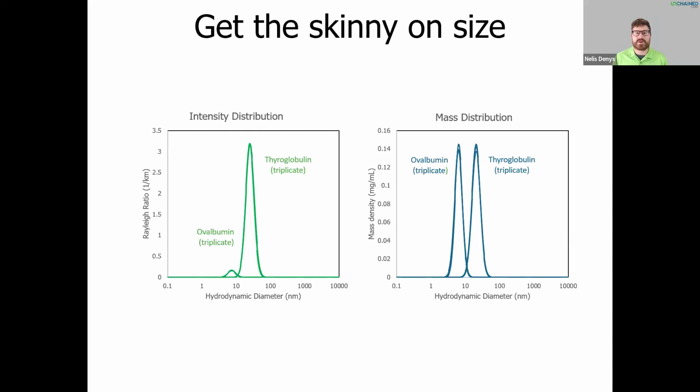Both proteins here had a concentration around 5 mg per mL, but thyroglobulin is a lot larger and therefore scatters light a lot more intensely. So just comparing intensity distributions would leave you wondering how much of each you have here. Our UV-Vis will give you the answer on that, and also what you can see here is our quantitative mass distributions agree that in this case both proteins are at the same concentration.